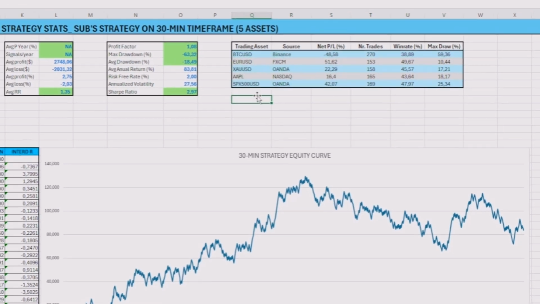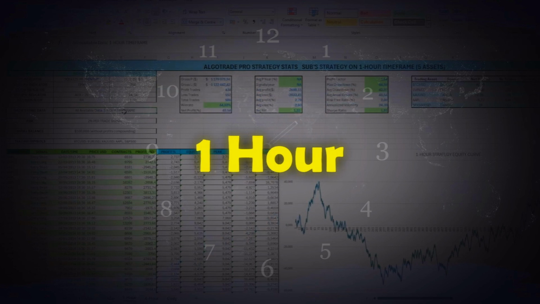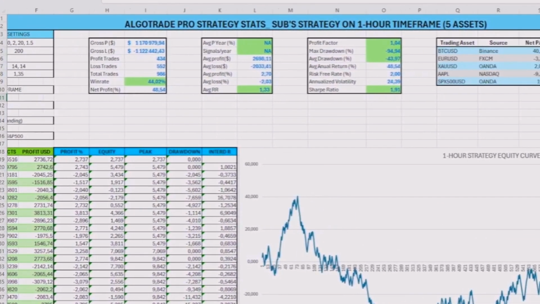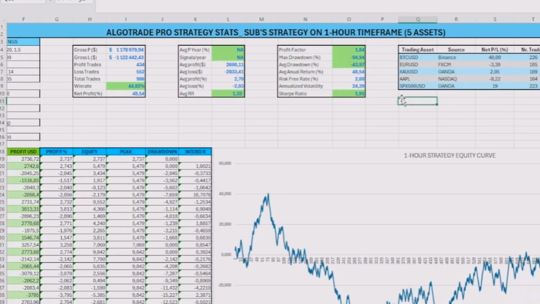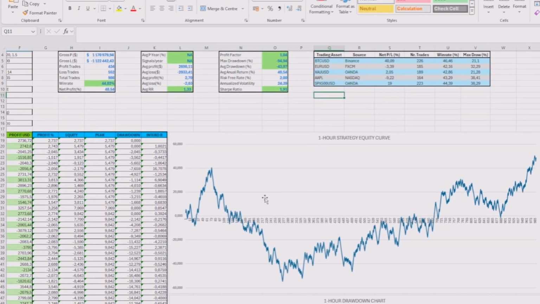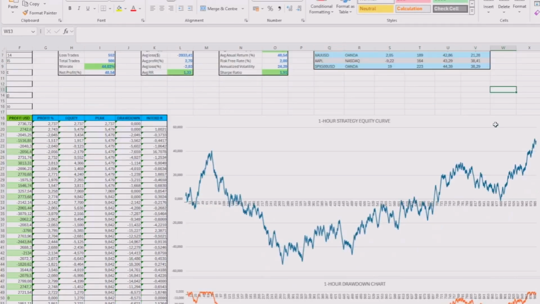decent stats. Then, on the 1 hour time frame, the results were profitable as well, but not as efficient, because the win rate was a bit lower and the drawdowns were higher. Here you have the results of every asset and the final equity chart.